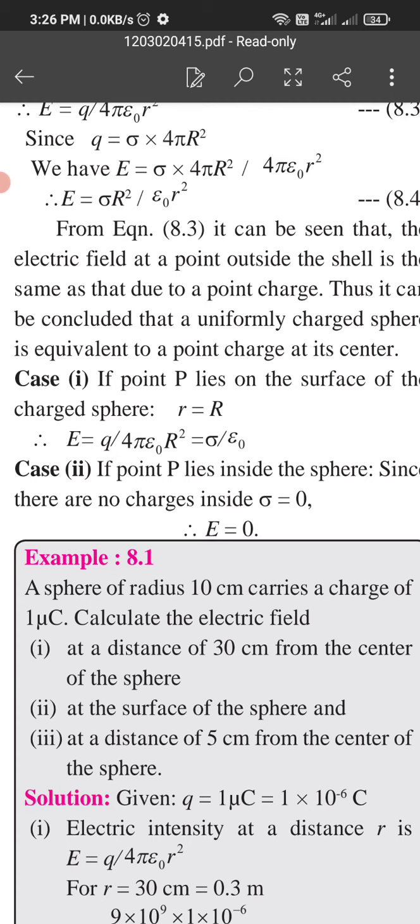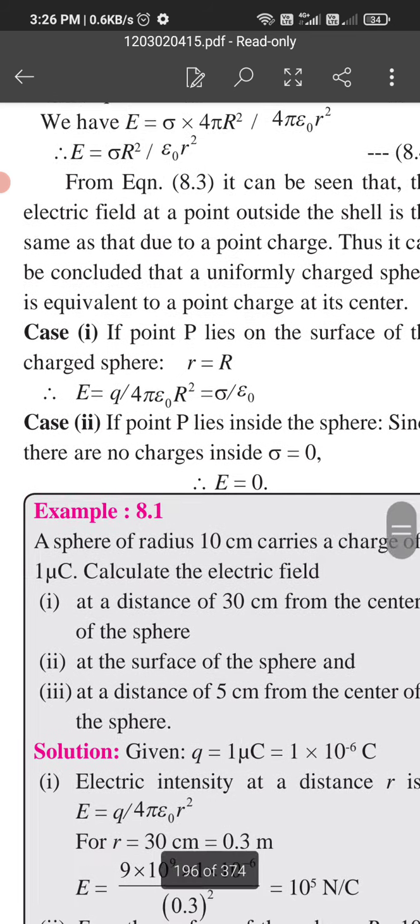Now we are given q, that is charge, is 1 microcoulomb. 1 microcoulomb you have to convert into coulomb, that is multiplied by 10 raised to minus 6. So electric intensity at a distance r is E is equal to q upon 4 pi epsilon naught r square. Here the distance is given, that is 30 centimeter. Centimeter we are going to convert into meter, that is divided by 100. That's why we get 0.3 meter.